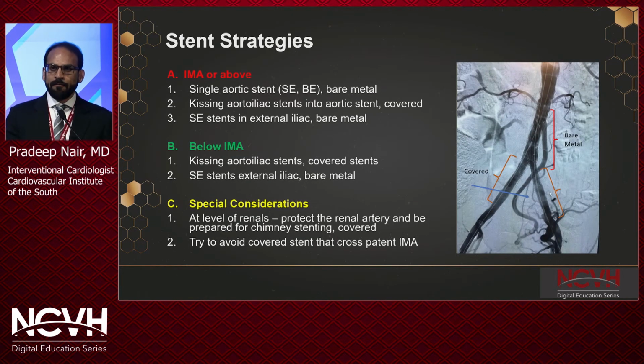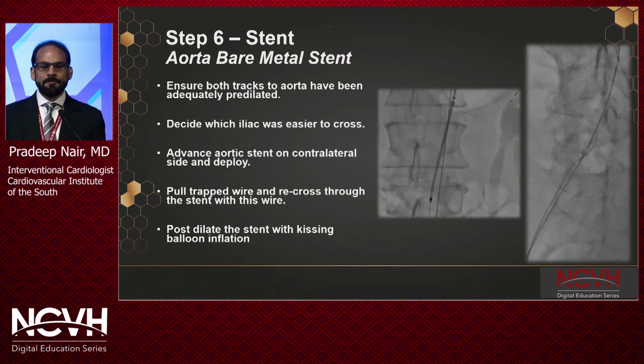Identify a stent strategy. For us, if you see an occlusion of the aorta at the IMA level or above, we use a single aortic stent followed by kissing covered aortoiliac stents and self-expanding external iliac stents. If the occlusion is below the IMA, use kissing covered aortoiliac stents, as well as external iliac self-expanding stents. Special considerations to keep in mind are lesions at the level of the renal arteries. You want to protect your renal arteries, and also you want to try to avoid using covered stents over a patent IMA.